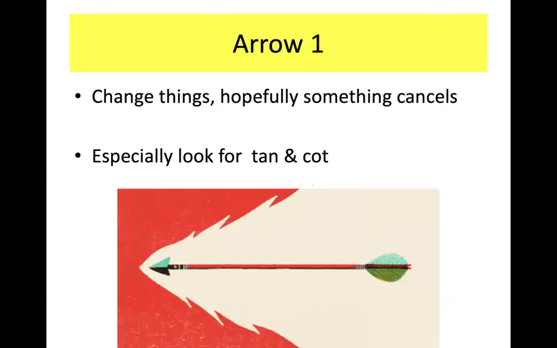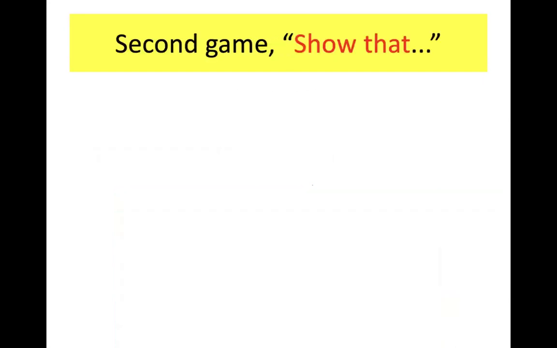There's more, but we'll call this arrow number one. So arrow number one is you just simply change what you got in the hopes that something cancels. You're especially looking for tangent and cotangent, because those can be written as sine over cosine or cosine over sine. And that's a pretty valuable skill. All right. Remember I said there were three games. We're only doing two of them today.